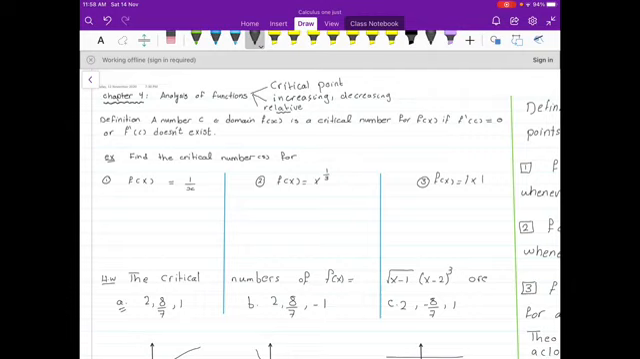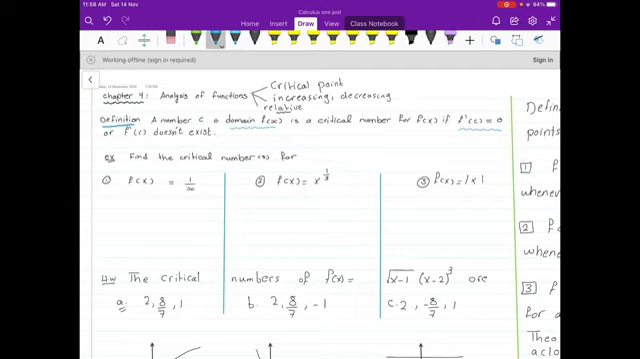So definition: a number c belongs to domain f(x). The most important condition is that this number belongs to domain f(x). It is a critical number for f(x) if one of two conditions holds: either f'(c) equals 0 or f'(c) does not exist.